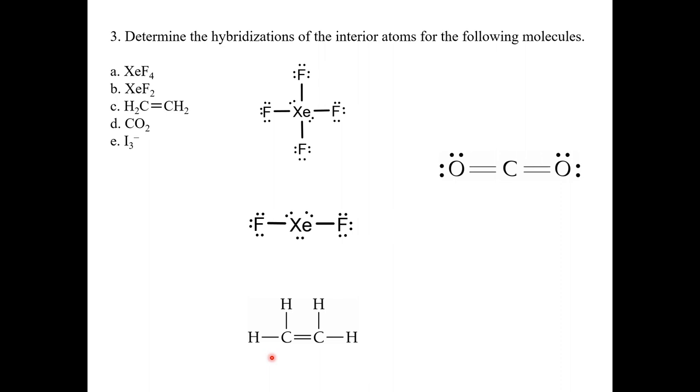Here's the Lewis structure for carbon dioxide. We saw this before. We have 2 electron groups, 1, 2. So this carbon is sp hybridized. In I3 minus, we have 5 electron groups on the central I, so that is sp3d hybridized.